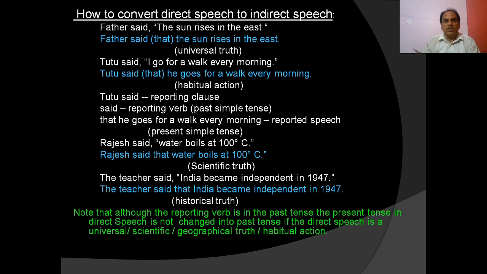The same applies to scientific truth. Rajesh said, water boils at 100 degrees Celsius. We can convert it to indirect speech: Rajesh said that water boils at 100 degrees centigrade. There is no change of tense because it is a scientific truth. The teacher said, India became independent in 1947. The teacher said that India became independent in 1947. You see, in direct speech it is past simple, and in indirect speech it is also past simple.